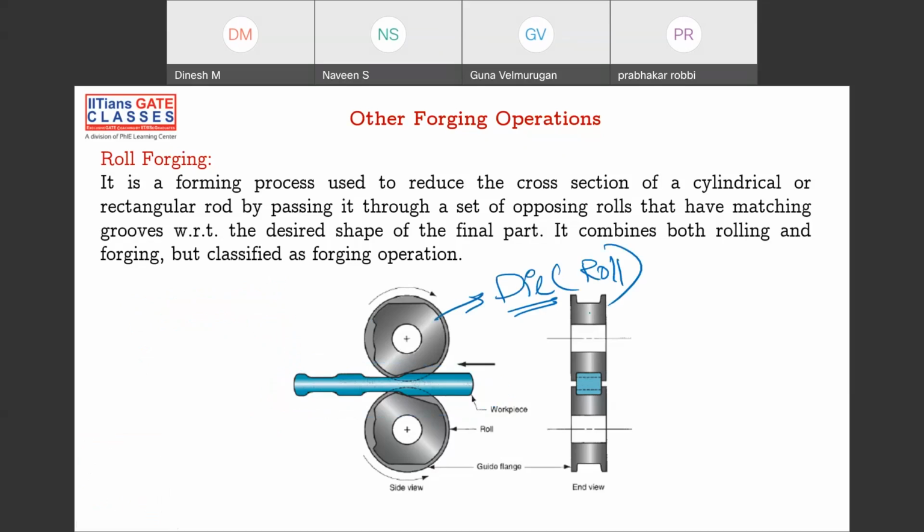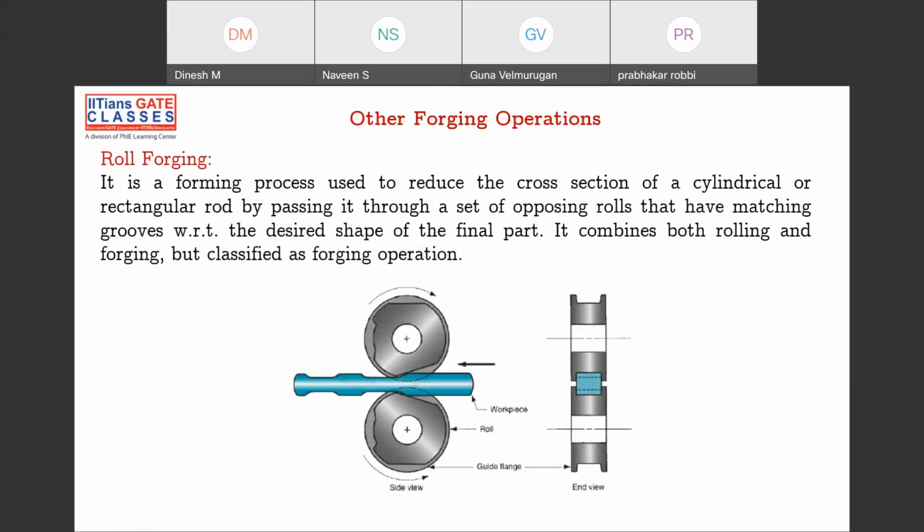Okay. And as this is kind of a cam, as it is rotating, what is happening? As it is rotating, the impression that is on the die, on the roll, will be formed onto this workpiece, isn't it? Yes or no? Yes. That's why it's called roll forging. You're doing forging only, but your die is in the form of a roll. That's why it's called roll forging.